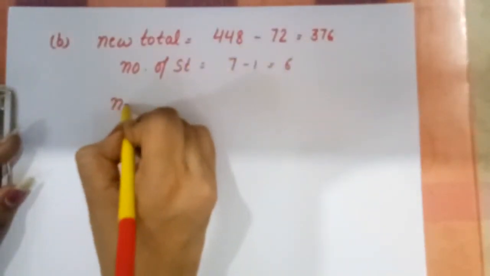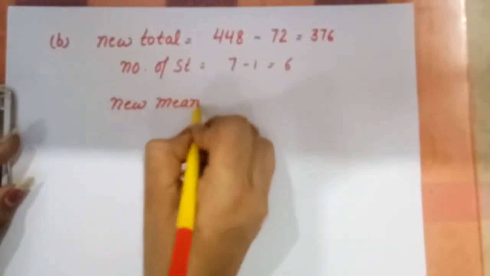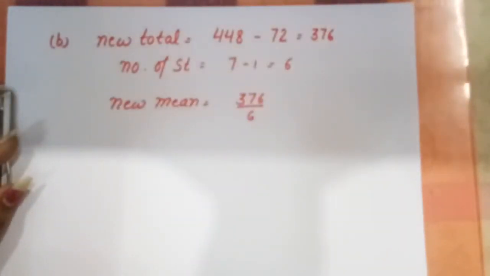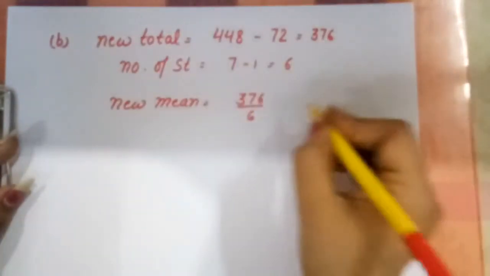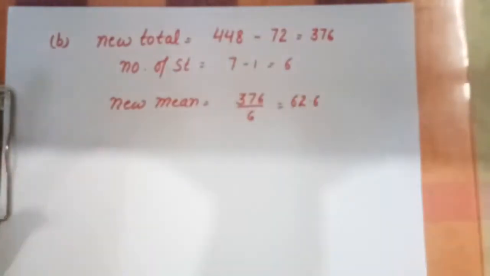So our new mean is equal to 376 divided by 6. So you have to divide 376 by 6, which is equal to 62.6. That is not a percent, this is 62.6. Right. So in this way you can find the mean according to the instructions given.